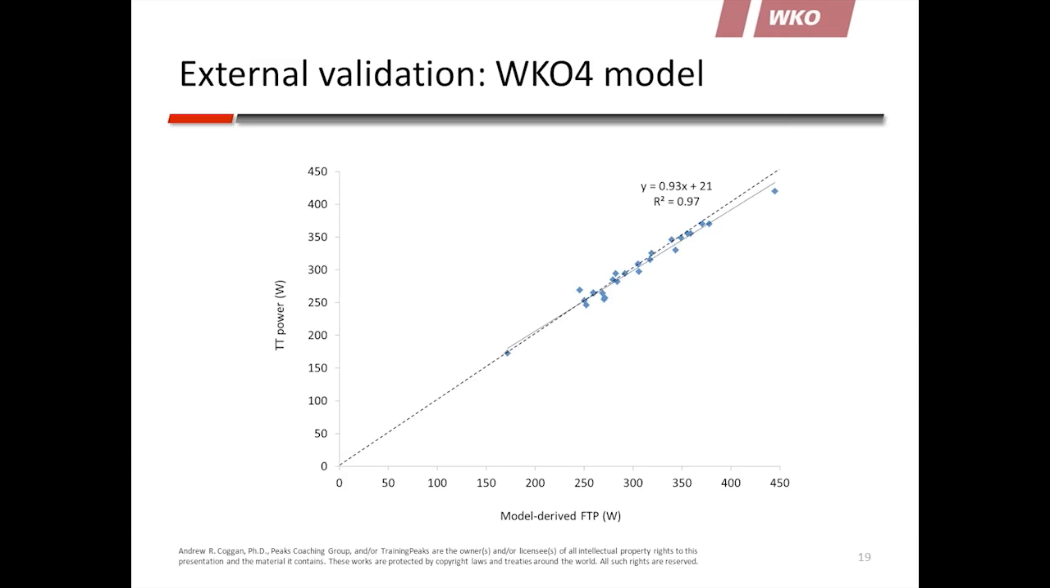Another way of validating models, again, is to look at external validation. Here, for a subset of all of the subjects who had done a longish TT, a comparison of their model-derived FTP against their average power during that time trial. The slope and intercept are not significantly different from 1 and 0, respectively, which is what you want, right? You want your regression line to fall right on the line of identity, ideally. And the standard error of the estimate is plus or minus 0.8 watts, or plus or minus 0.2%.